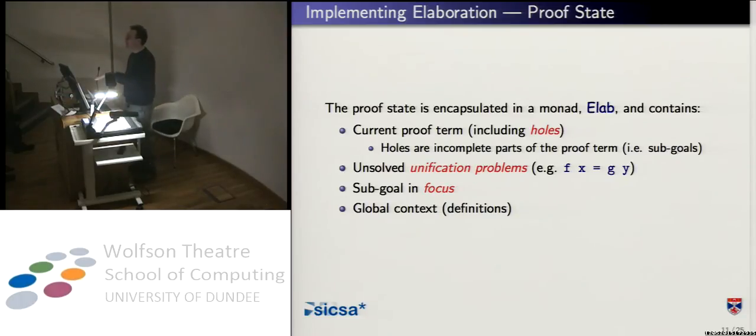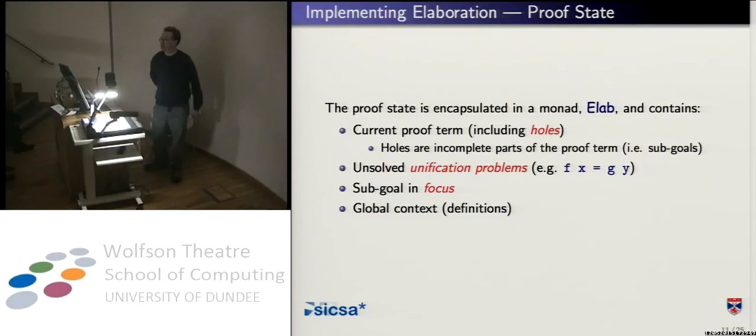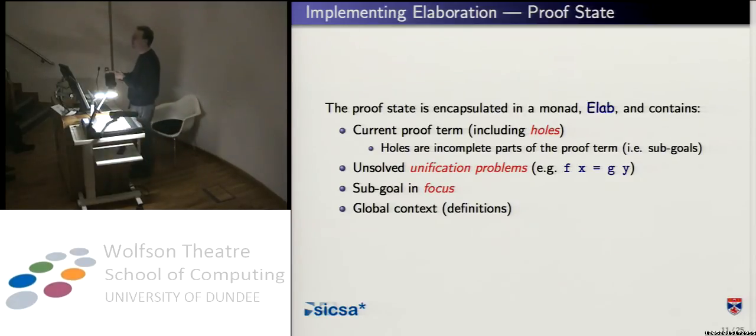So if we're applying a function, we might elaborate the function, but still have a hole for the argument, and so on. It will contain unsolved unification problems, which has been mentioned a couple of times already today. As you're elaborating a program, you might solve some of the goals by unifying one thing with another. There are three possible things that can happen if you unify two things. It might fail completely, like unifying true with false, which is obviously never going to work. It might succeed, so if you're unifying true with X, then we now know that X is true. Or you might not know yet.